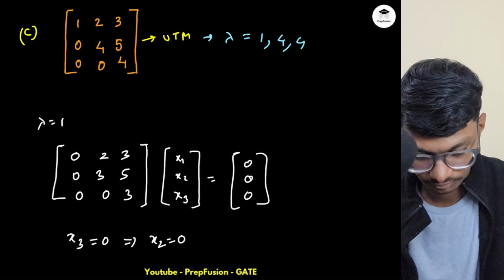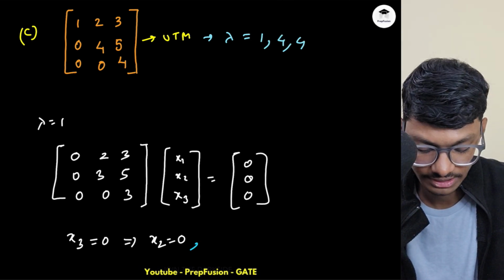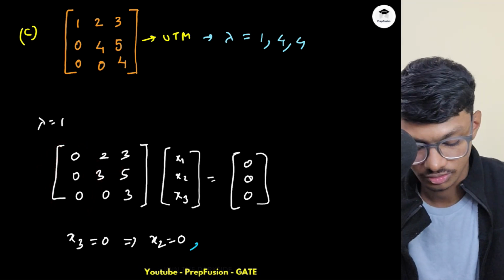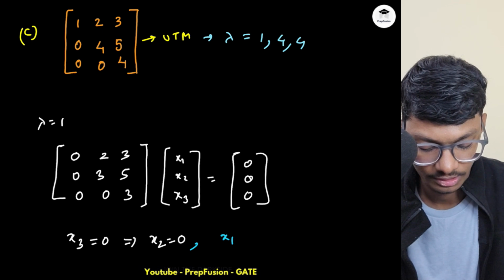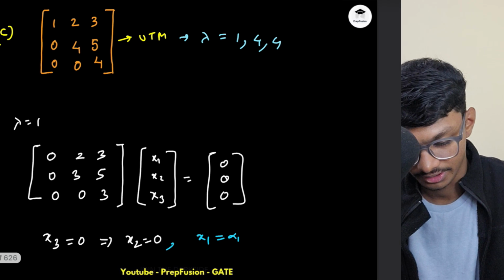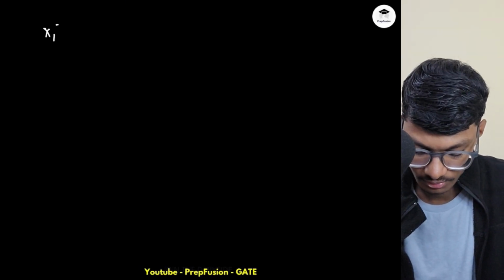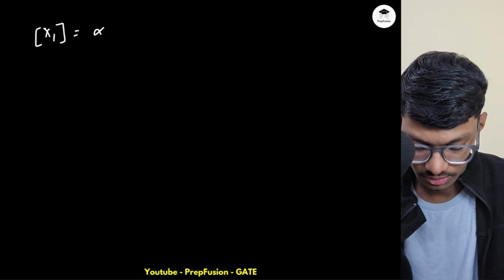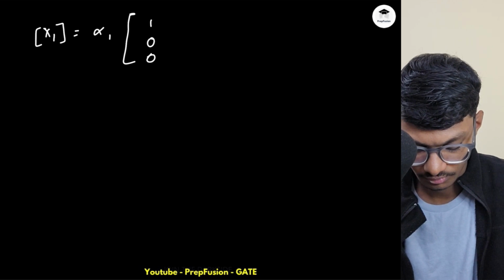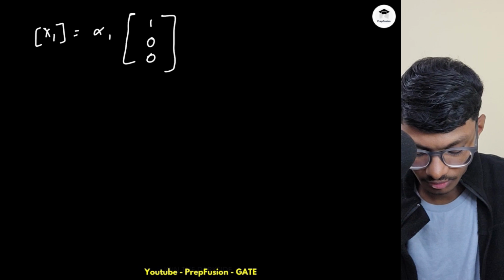What about my last one? The last one is again saying the same thing only. So we don't have any x1, so x1 can be a free variable. I can choose x1 as alpha 1. So what is the eigenvector that I get? x1 equals alpha 1 times (1, 0, 0).